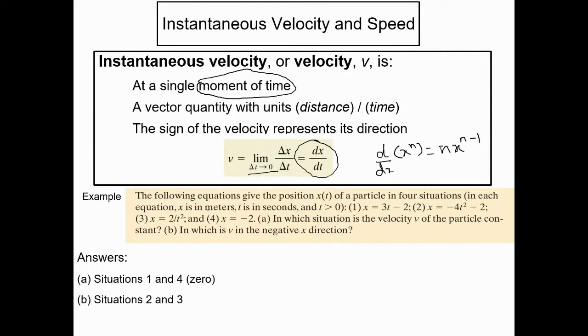Okay, here I gave some examples. You can read the example. The following equations give you the position with respect to time, that is nothing but x of t, of a particle in 4 situations. I have 4 cases. What are the cases? My first position is this. My second position is this. Third position is this. My fourth position is this. Clear? Now, in which situation is the speed of an object constant? What is the meaning of constant?